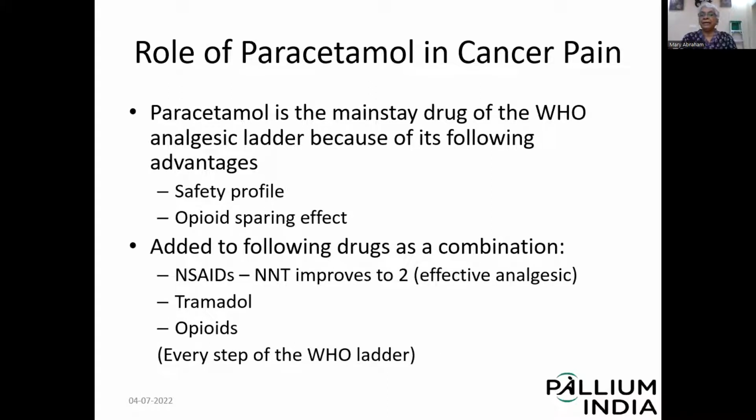Now, like I said, it has a very good safety profile. It has also got an opioid sparing effect. If you add it with an opioid, you can actually bring down the dose of opioids that you're given. And it is usually added to every step of the ladder. It can be combined with NSAIDs, with tramadol, or even with opioids.